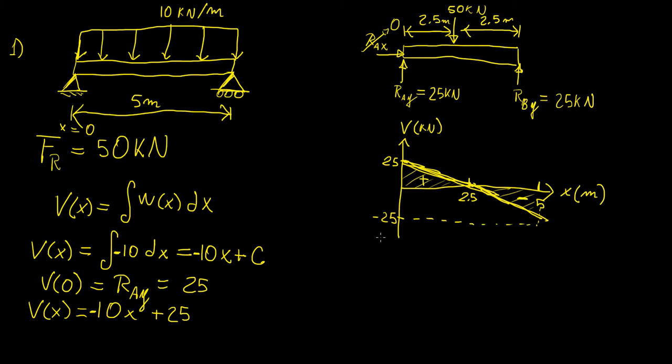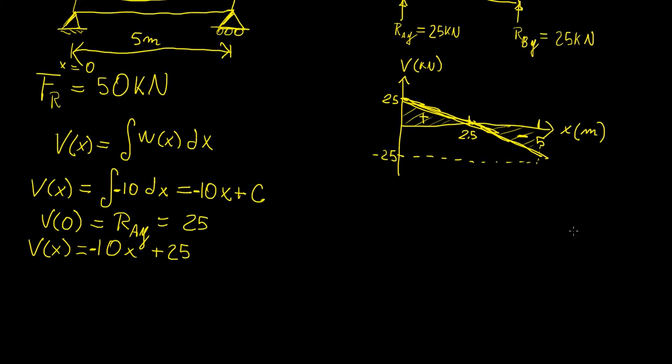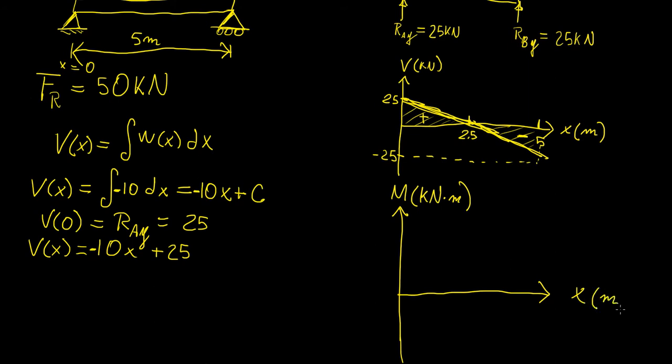Now for the bending moment diagram, what we're going to do is very simple. So we're going to draw it over here. So let's have bending moment in kilonewtons times meters. And then here we have x meters. Now the next thing we're going to do is we're going to have the origin over here. We could do the same technique that we used before, so we could actually find the area of this triangle and then just basically plot it over there. But let's think about this for a second. The bending moment is by definition the integral of the shear force.